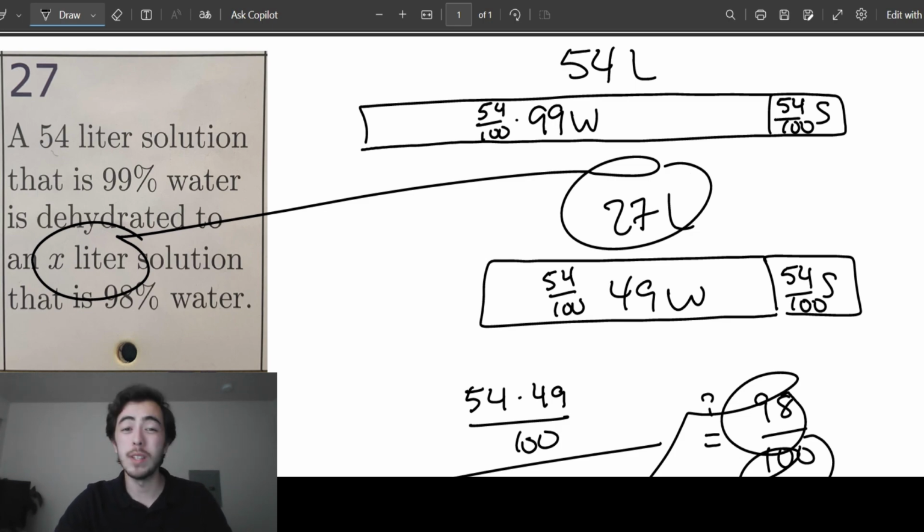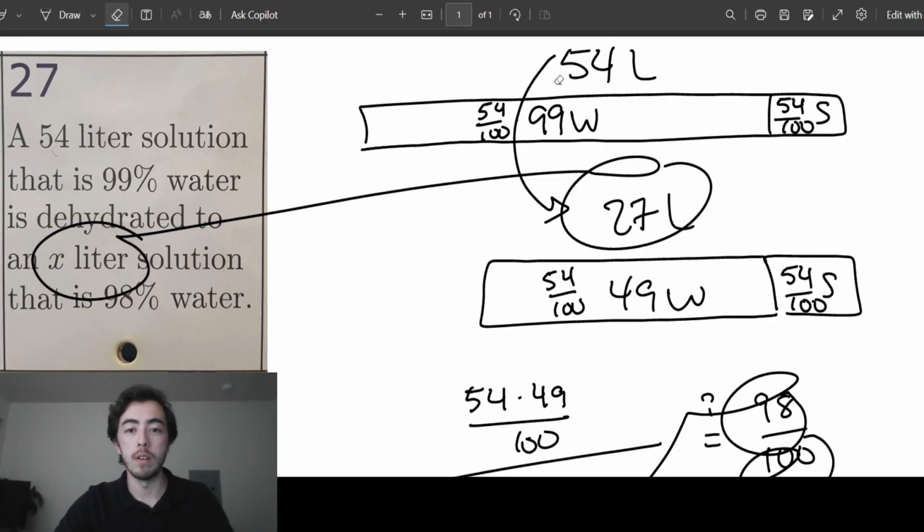So to me, this problem makes a lot more sense when we start out with 100 liters, and then fortunately, we can just use proportional thinking to show that this kind of halving idea still exists no matter the original size of your solution.